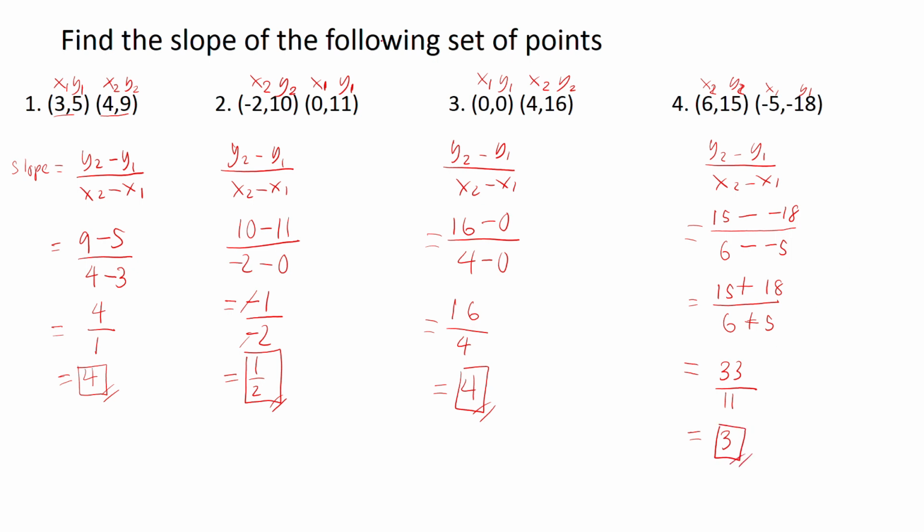These examples are how we find the slope of a certain line using only 2 points. I hope this one is clear. Thank you.